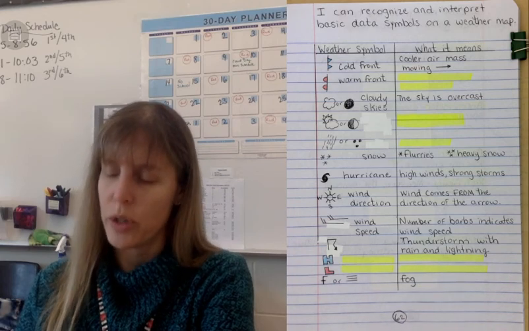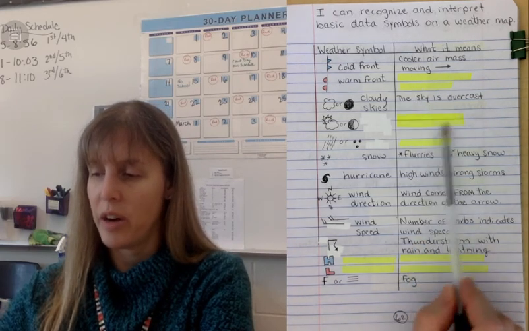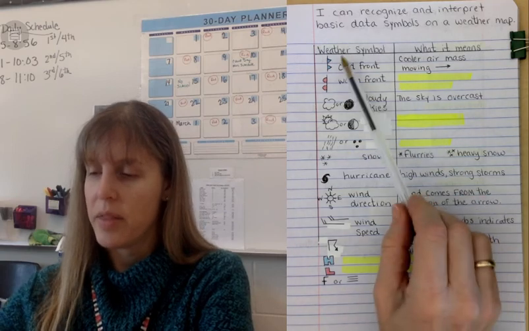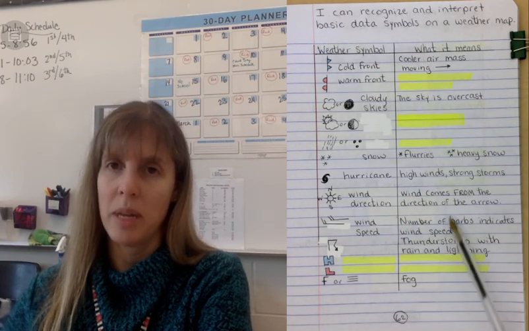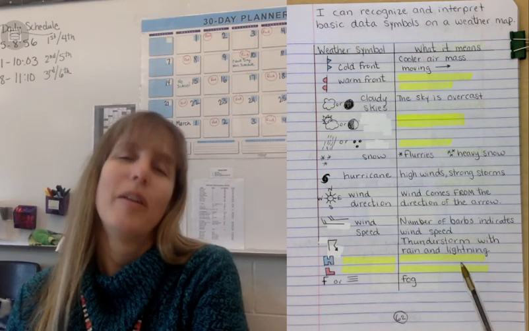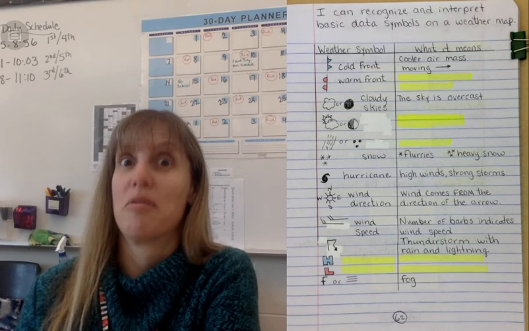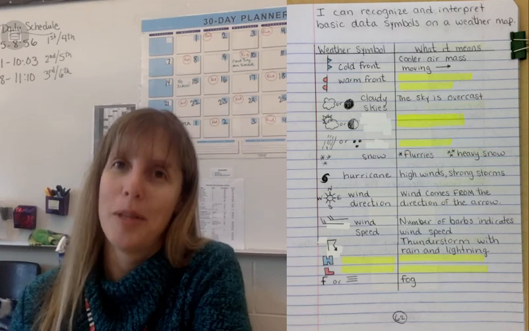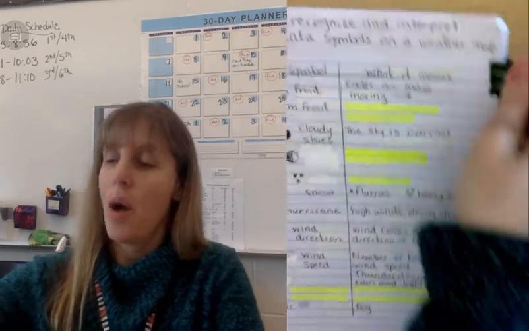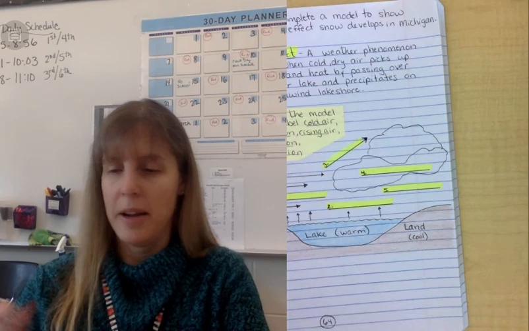So what you're going to do is you're going to complete this table. You're going to fill in the areas that are highlighted. Okay? This is the weather symbol. This is what it means. If you get stuck, of course you can find the answers in the learning targets. There's a really nice table that I worked really hard on that you'll be able to appreciate. All right. One more learning target today.